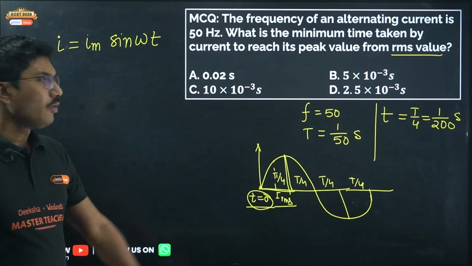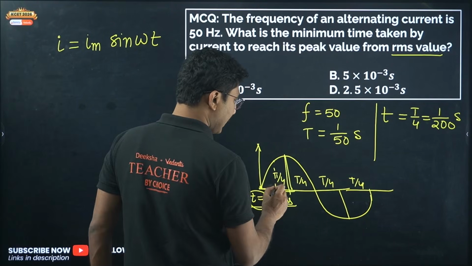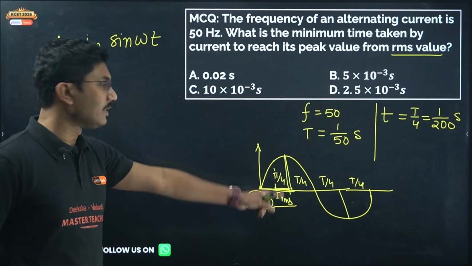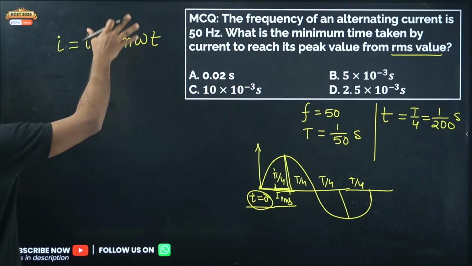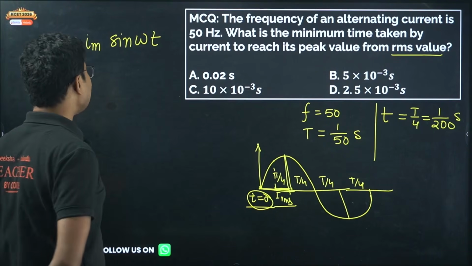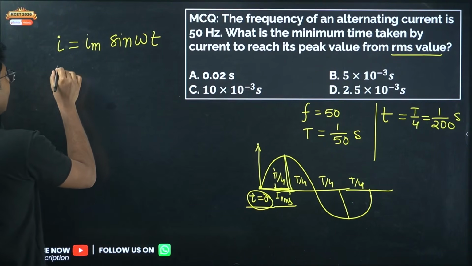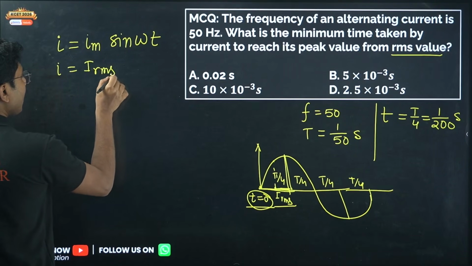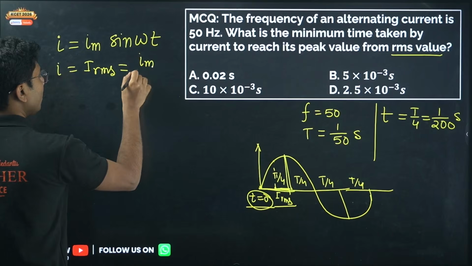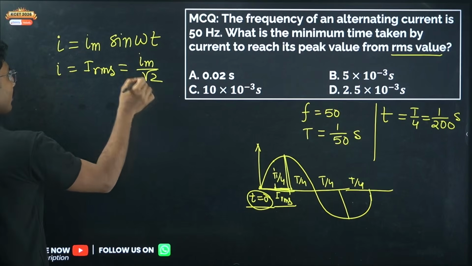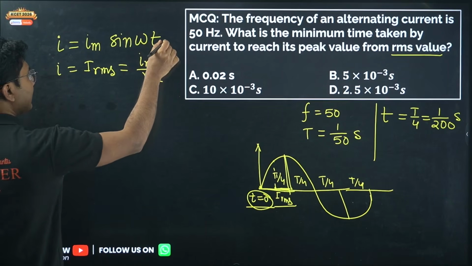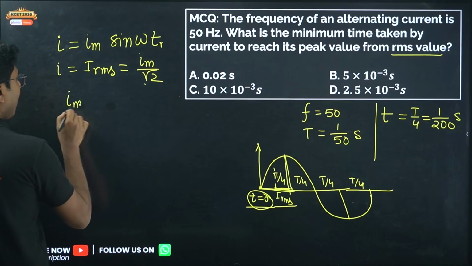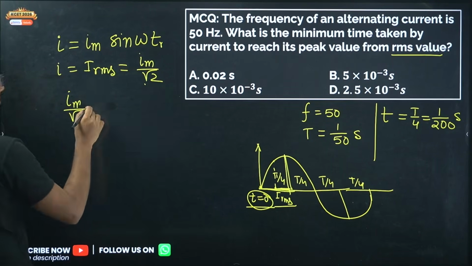Now if you don't know the time for I RMS, you have to find this time difference. The question is basically asking you to find this time difference. How to do that? We use the equation I = Im sin omega t, and at I equals I RMS, that should be Im by √2. So we have to find the time t, which I will call tr.